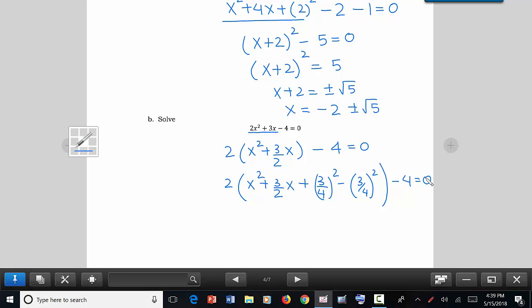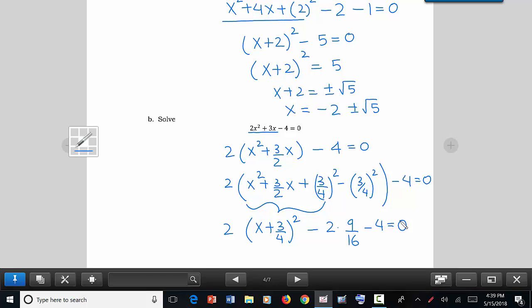Now the first 3 terms will complete the square, but the 4th one we don't need to complete the square, so we will be taking care of it outside the parenthesis with the 2. Those 3 terms will complete the square. 2 times (x plus 3 over 4) squared, and that 2 multiplies this expression also. Minus twice 3 over 4 squared is 9 over 16. Minus 4 equals 0.